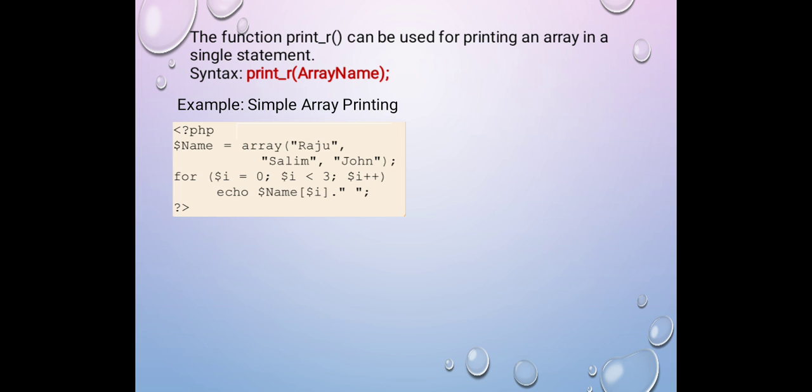Echo is used to print the message in PHP, that is echo $name of $i. So what is the initial value of i? 0. What is the name of 0? What is located in the position name of 0? That is Raju.